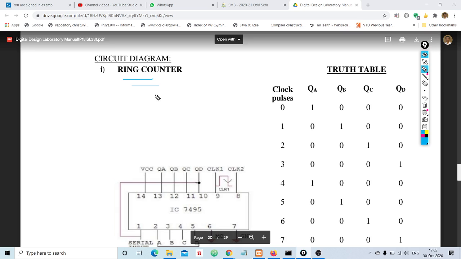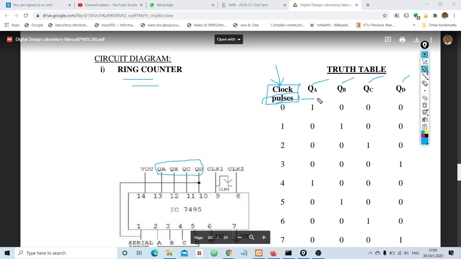Okay, this is a special type of counter as I have already mentioned. And what are these? QA, QB, QC, QD are nothing but outputs of the shift register. And what does this column represent? An input, a special type of input called clock pulses, or clock. Make it simple.